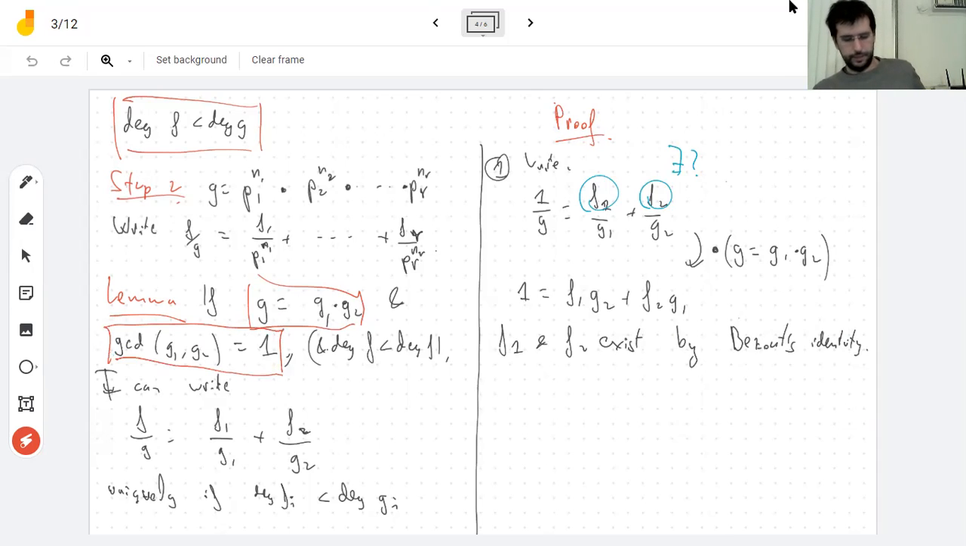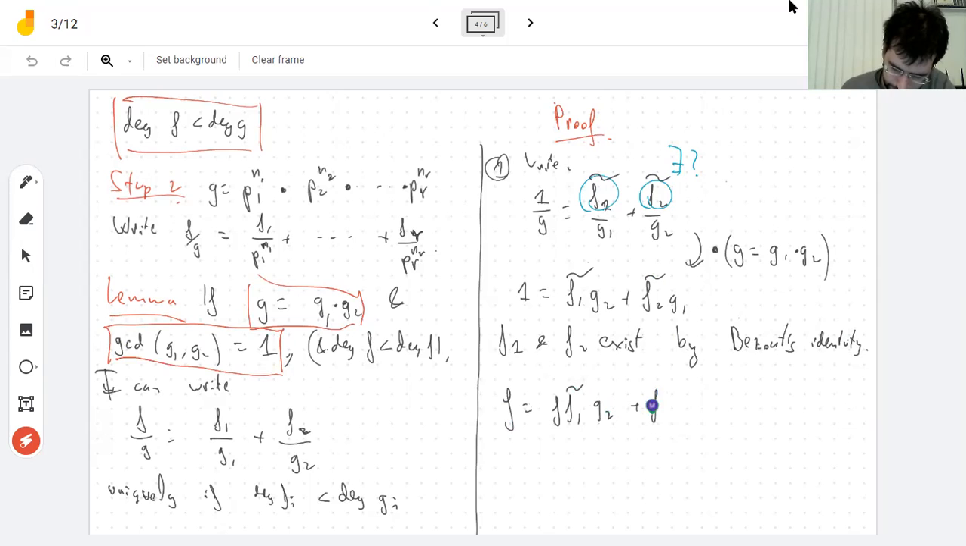So I can write 1 divided by G in this way. If I wanted to write F, any F, maybe I should call these S. Any F can be written in this way. Just multiply both sides by F. So there you go.